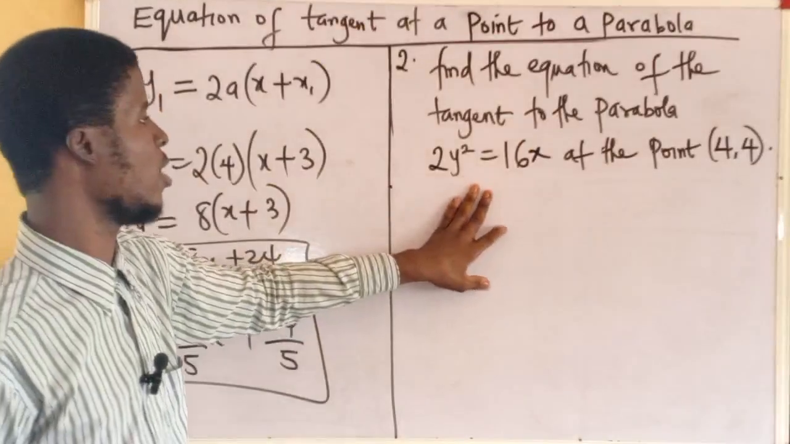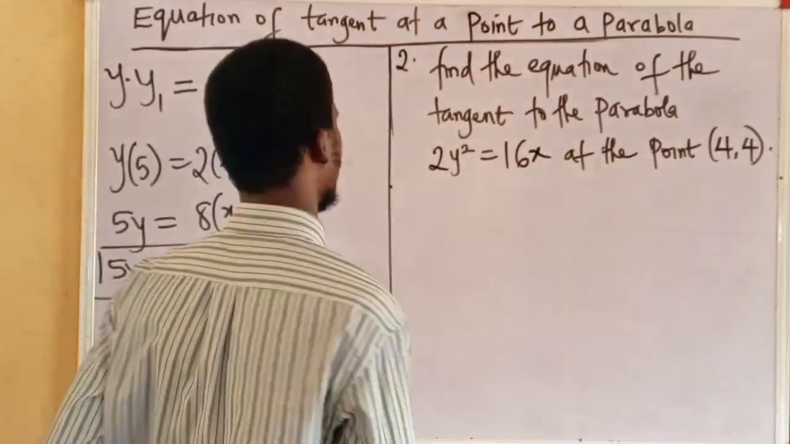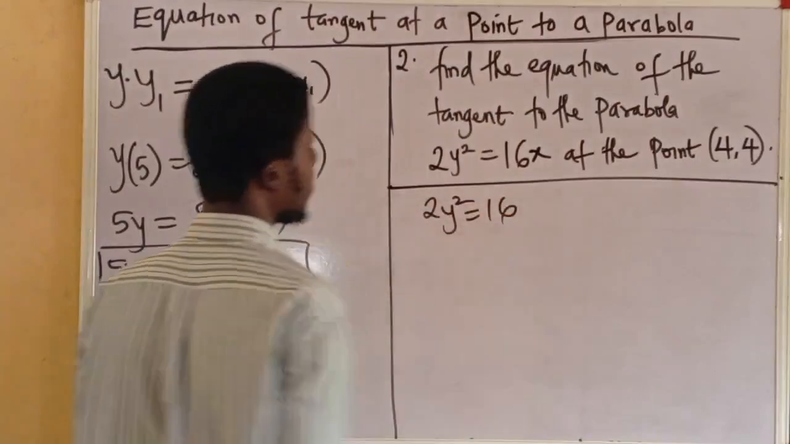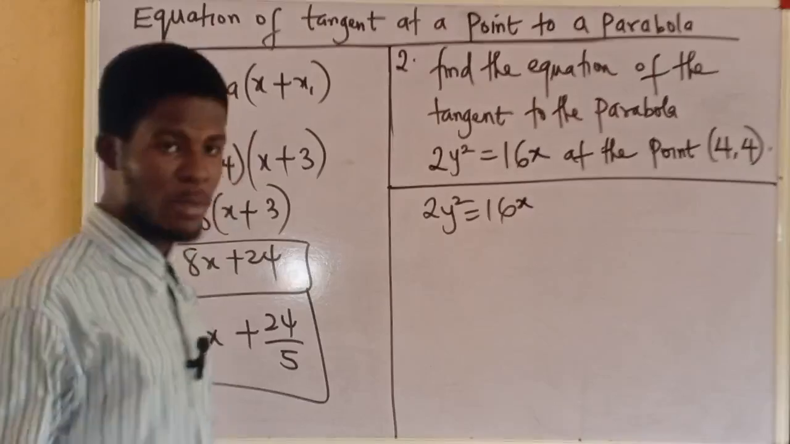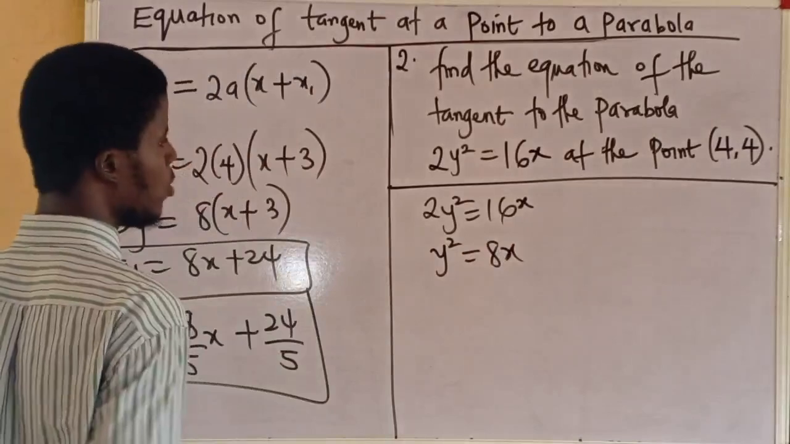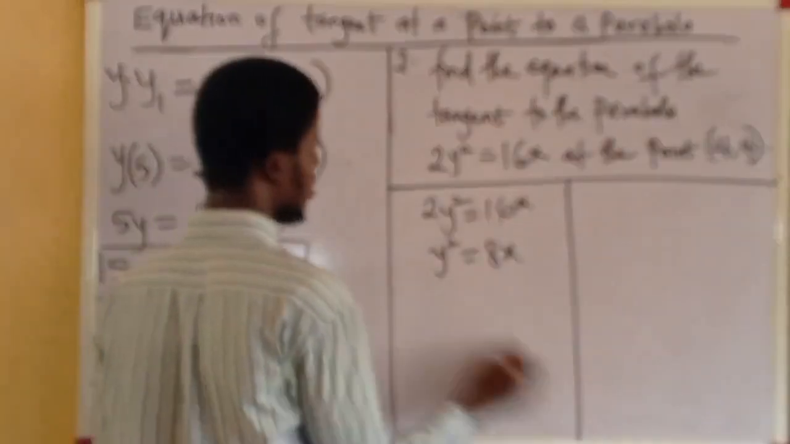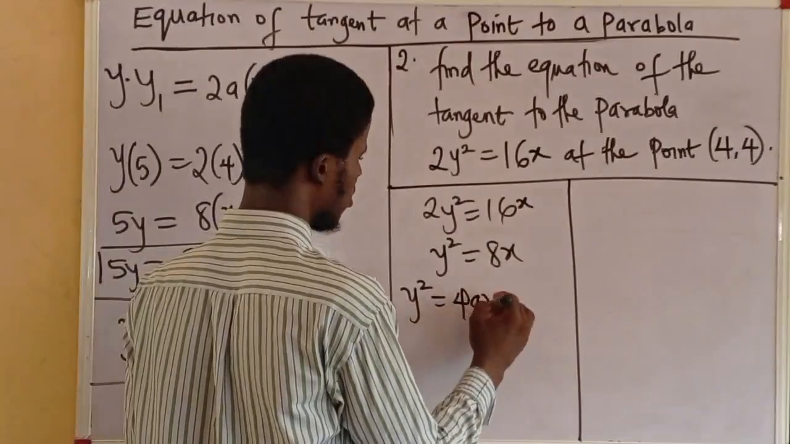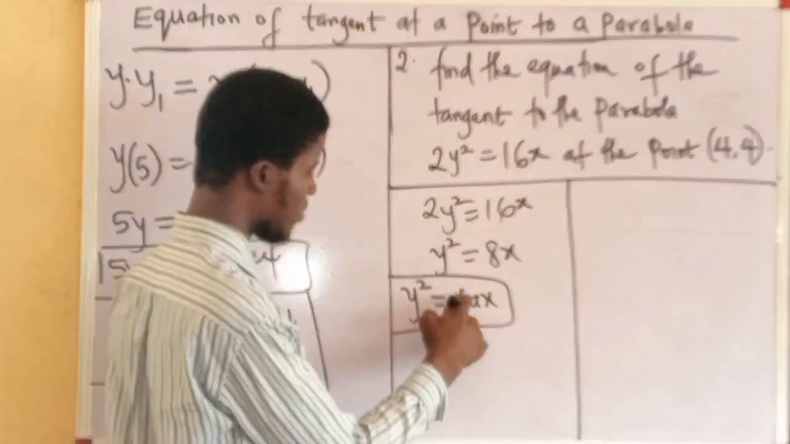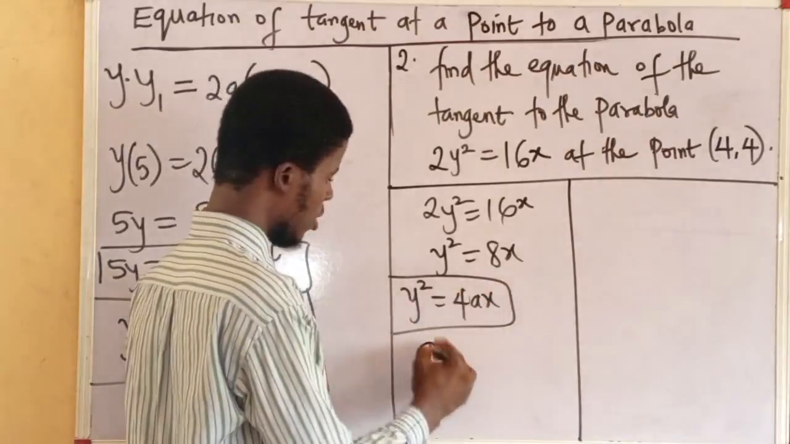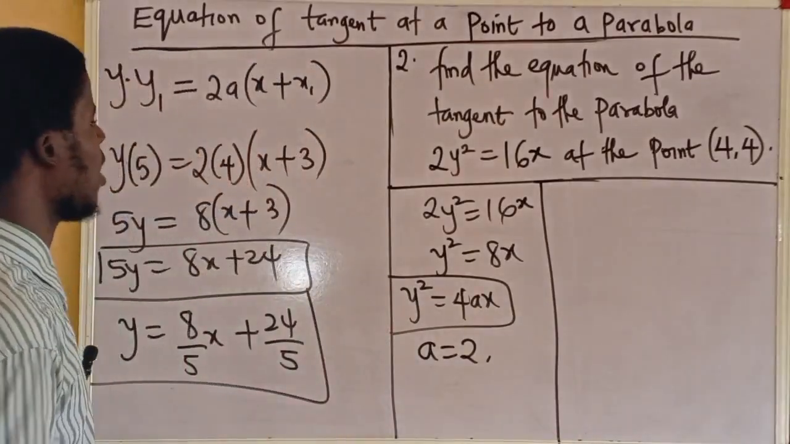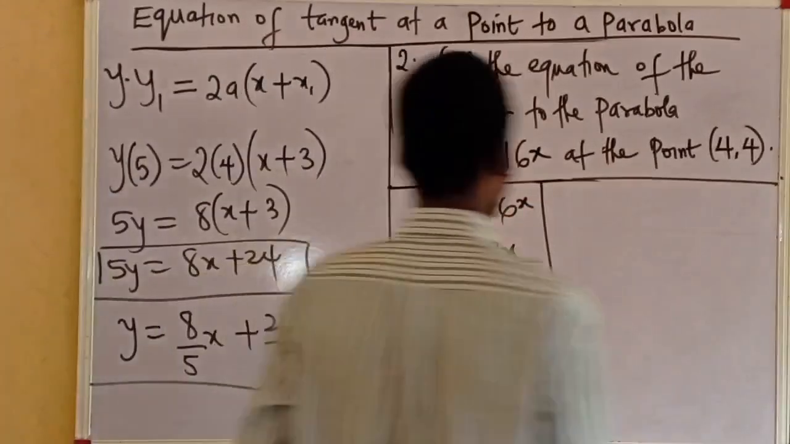Now, what is the equation of the tangent to the parabola 2y squared equals 16x at this point? Very easy to get. If you divide both sides by 2, it means that y squared is equal to 8x. If we compare this with the general equation y squared equals 4ax, it is obvious that a is equal to 2, because 4 times 2 gives us 8. So, a is equal to 2.